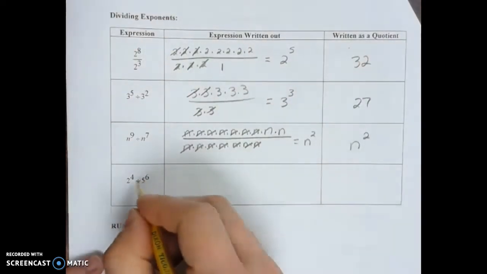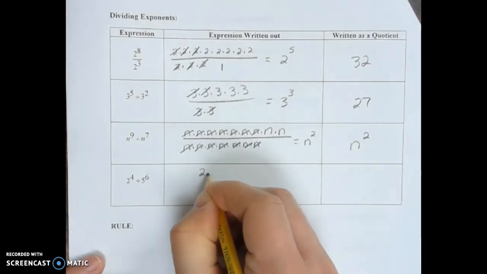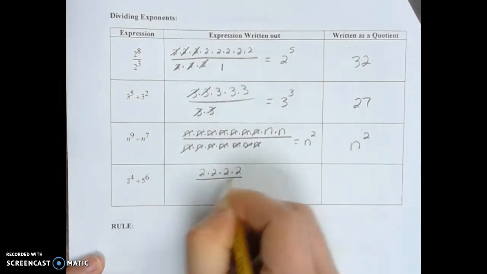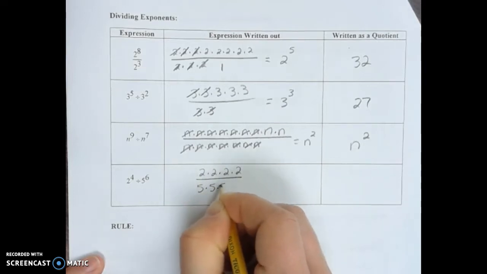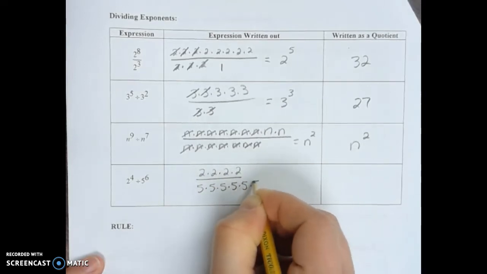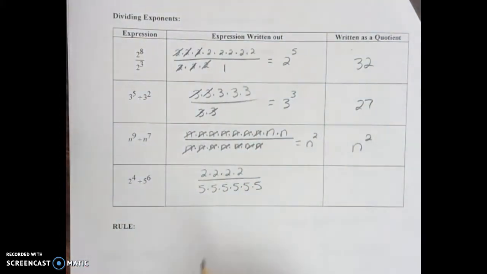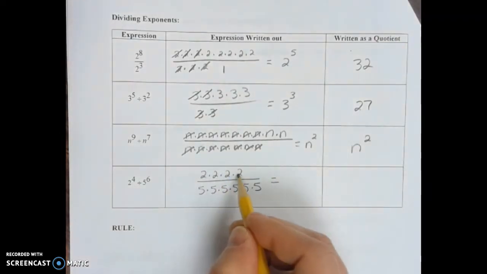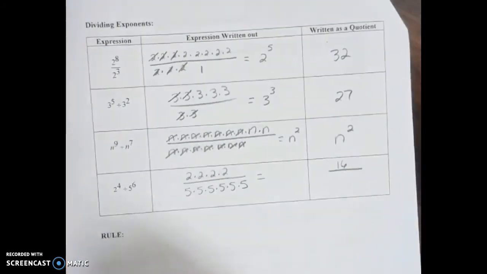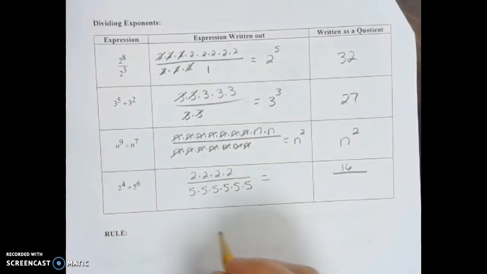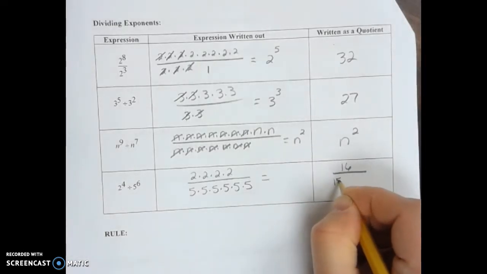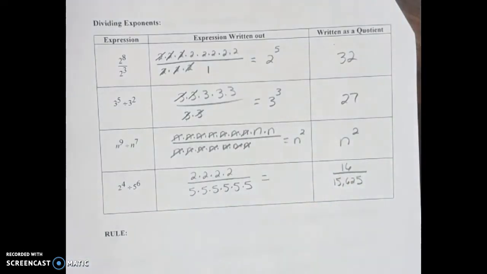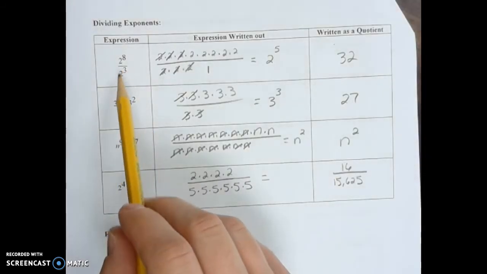And again, we can't evaluate that because we don't know what the value of n is. All right, and with the last one, I have 2 to the 4th divided by 5 to the 6th. 2 times 2 times 2 times 2, divided by 5 times 5 times 5 times 5 times 5 times 5. Now notice this time that my numbers are different. 2's and 5's don't simplify with each other, so I'm just going to go ahead and evaluate this. 2 to the 4th power in my numerator is 16. 5 to the 6th power in my denominator is 15,625.